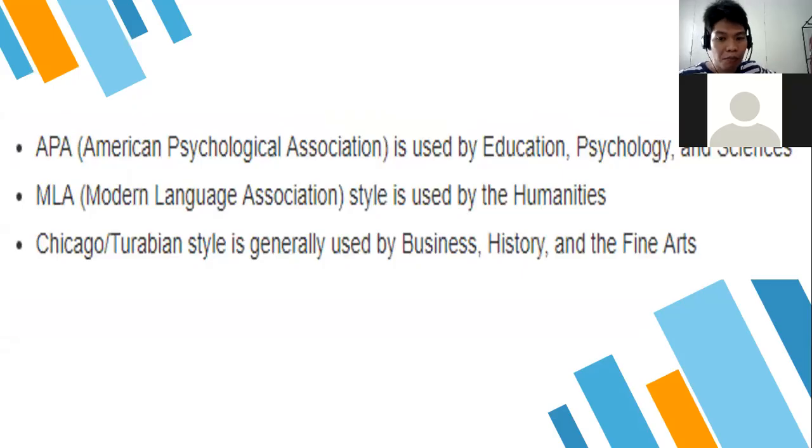So there are three most commonly used citation styles. Itong APA or American Psychological Association, MLA or Modern Language Association, at saka Chicago or Turabian style. Itong APA is used by education, psychology, and sciences. MLA naman used by the humanities. Itong Chicago or Turabian, generally used by business, history, and the fine arts. So, merong specific field na commonly used itong citation style, each citation style.